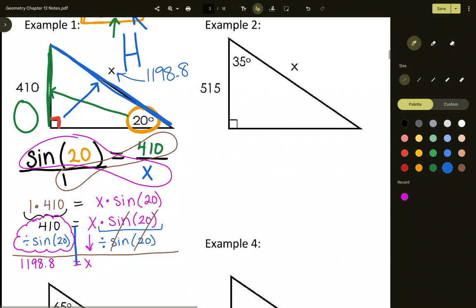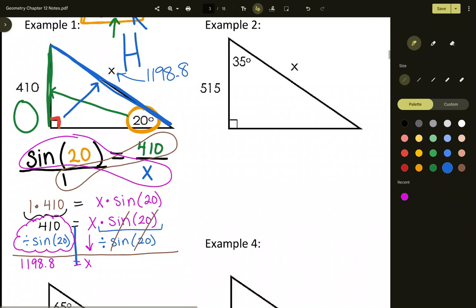So this x right here is now 1,198.8 units long. And that does seem reasonable because the hypotenuse on a triangle is always longer than the legs of a triangle. And 1,198.8 is longer than the number 410. So here we were able to solve for a missing side on the triangle without using Pythagorean theorem, without comparing it to a similar triangle, and that's because all triangles with this 20-degree angle measurement and a 90-degree corner will always have the same comparison using that sine function.